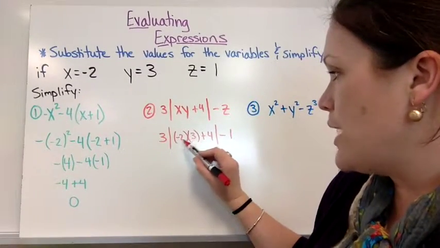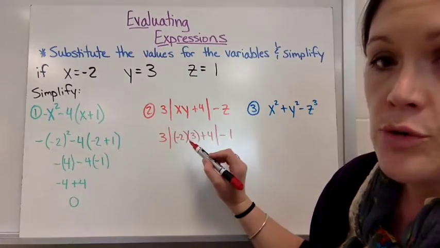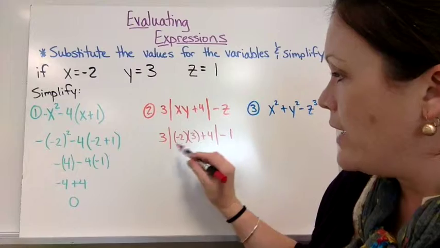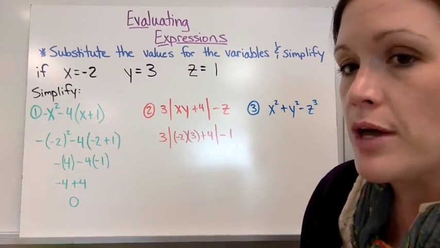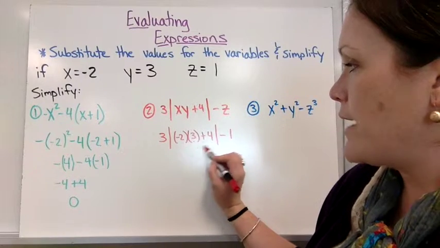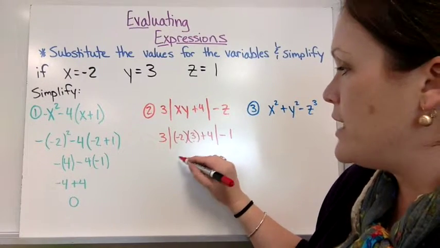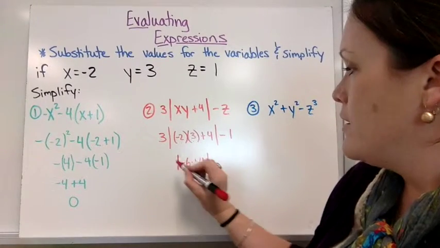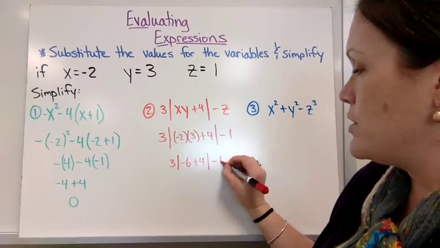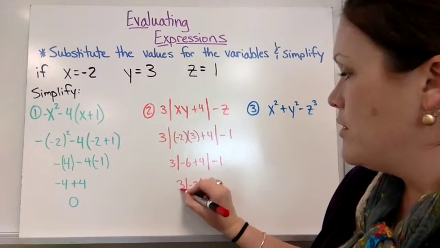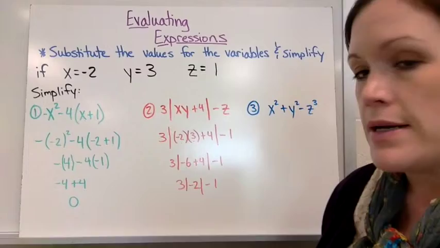So -2 times 3, those do count as a grouping symbol. So we want to go inside our grouping symbol first to simplify. Like I would not recommend distributing by 3 right there. That's not the best start of our problem. So let's simplify inside first. So we have -6 plus 4. Bring down the 3 and the -1. -6 plus 4 would be -2. Bring down the 3 and the -1.